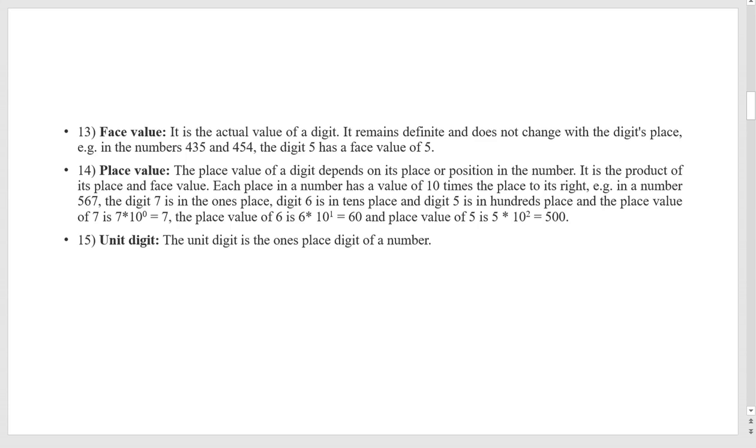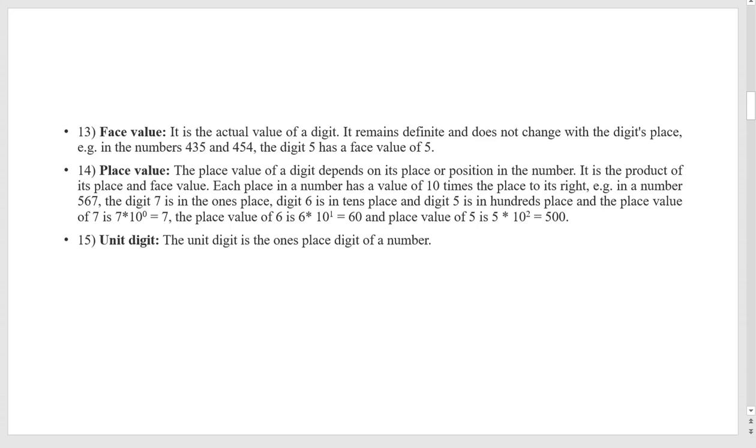So that's how we can read 567, where 5 lies in the hundreds place, 6 lies in the tens place, and 7 lies in the ones place or unit place. We can consider it like this. And the final one is the unit digit. The unit digit is the ones place digit. It means the number placed in the units place is known as the unit digit. Okay, that is all about the operations on numbers.